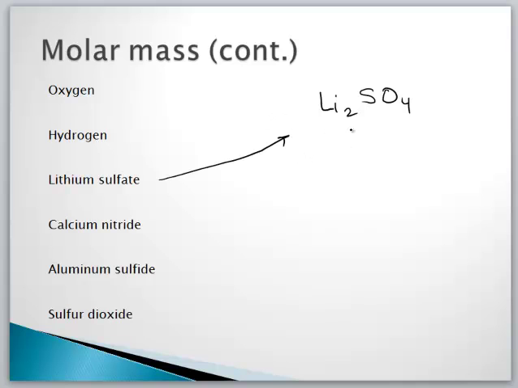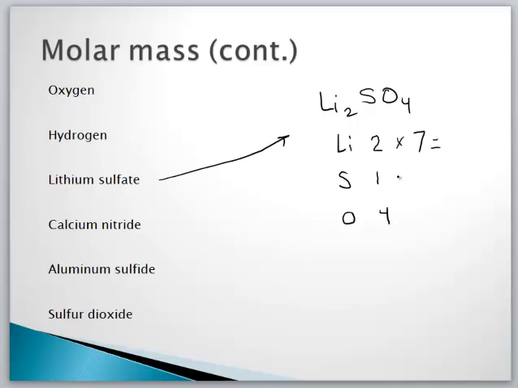If you want to calculate the molar mass for a compound, you need to take into account each element in the compound. So lithium sulfate has lithium, sulfur, and oxygen. You want to account for how many of each atom are in the compound. So there's 2 lithiums, 1 sulfur, and 4 oxygens. Then you're going to look on the periodic table. You're going to look up the molar mass of lithium. You'll see that it's 6.94, and I'm just going to round that to 7.